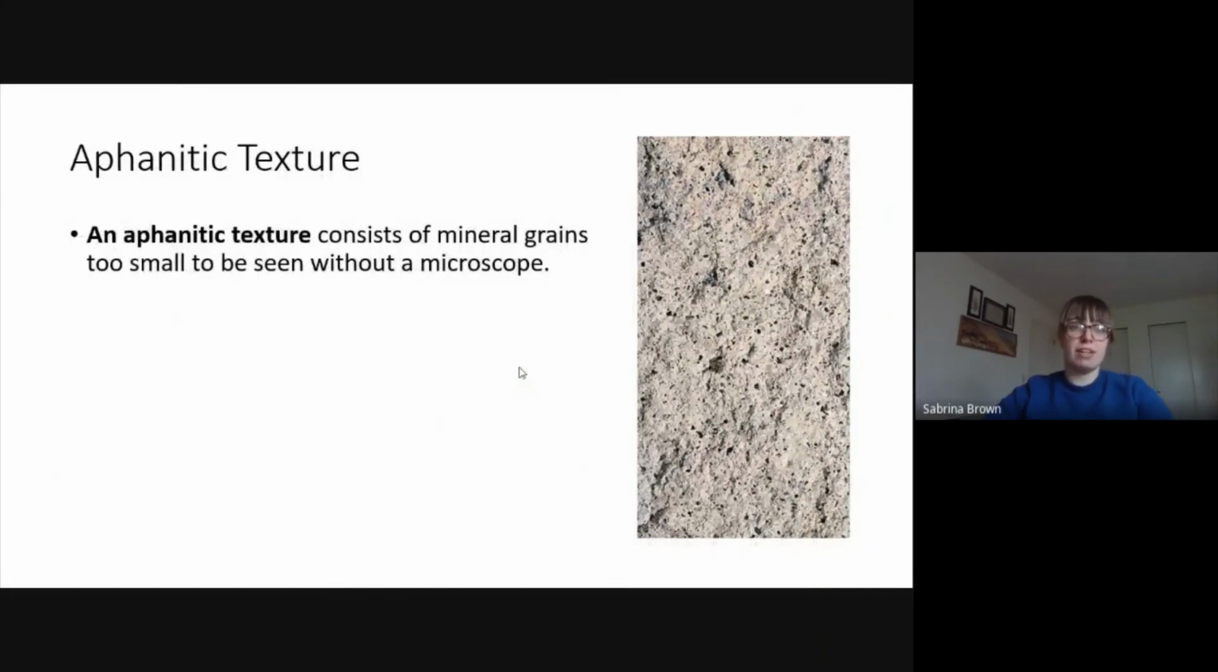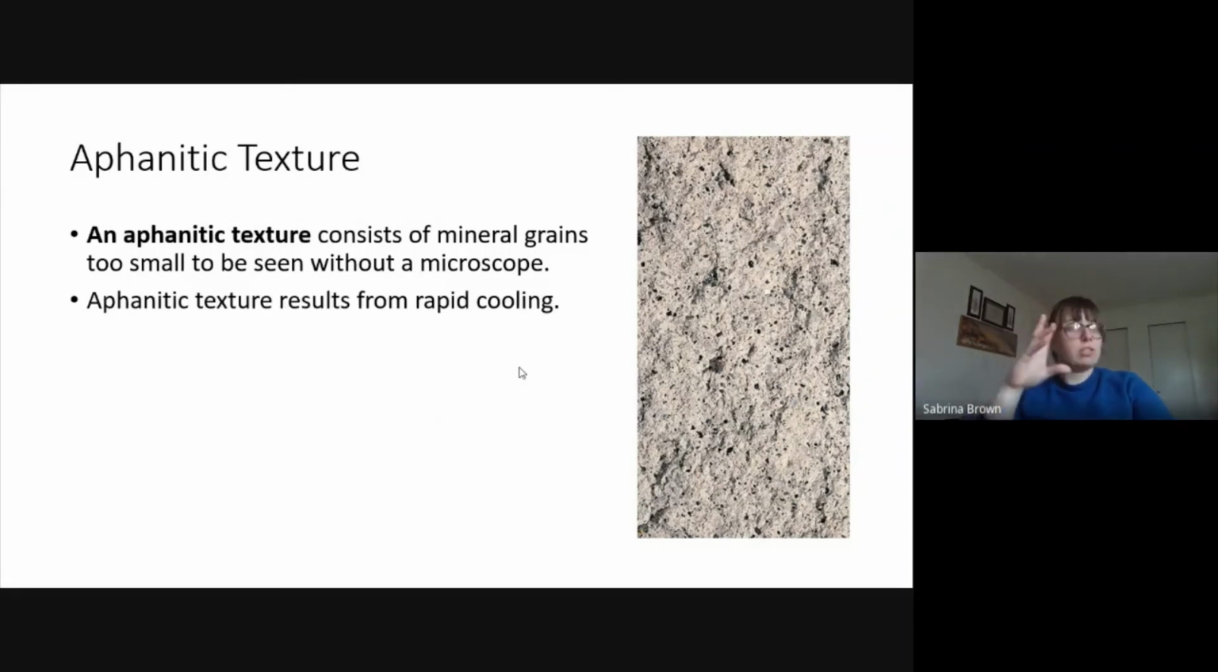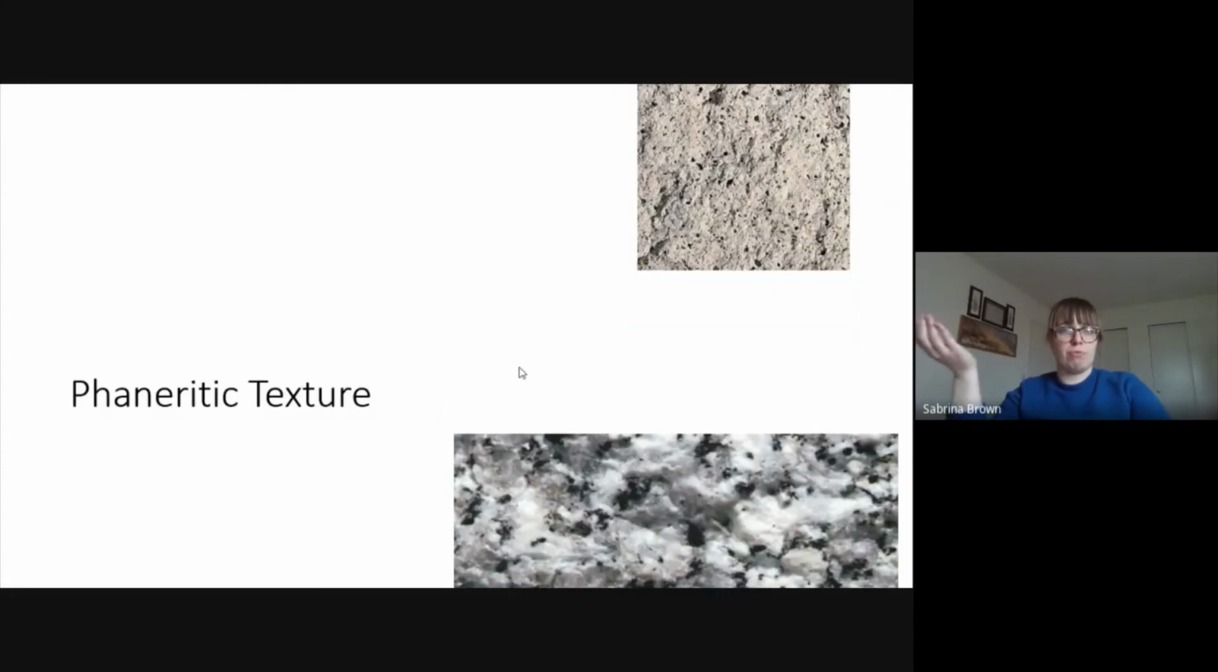The next texture is aphanitic, which is when we have those really fine-grained rocks. Aphanitic texture is related to extrusive volcanic activity, where minerals form, but the lava cooled so quickly that those mineral crystals are so small you have to use a microscope to see them. When we just look at them in the lab, you can't really see any shiny bits. Again, aphanitic texture comes from rapid cooling.